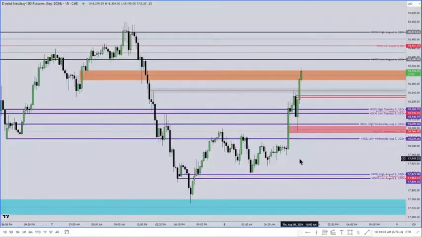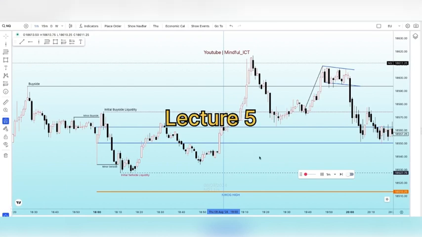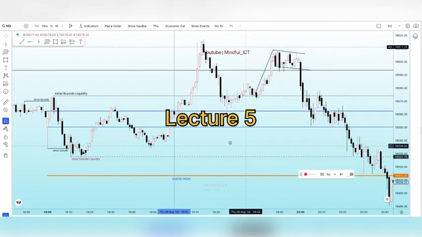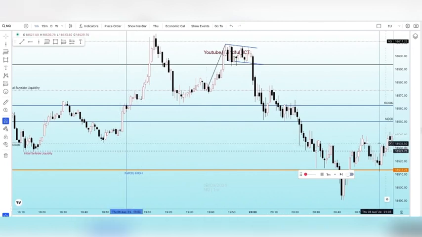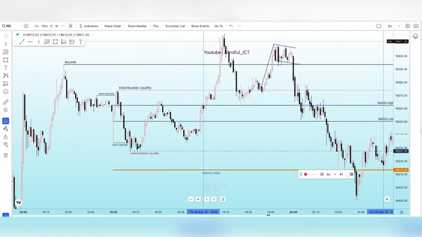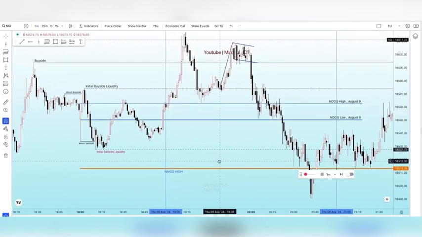Finally, price has reached the level ICT has given us earlier, an inversion fair value gap, which is a first fair value gap. In this lecture, ICT teaches us how to approach trading during the Asian session, which runs from 7 p.m. to 9 p.m. Let's break this down step by step.